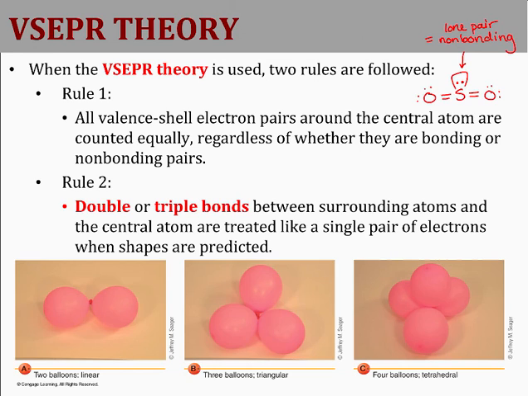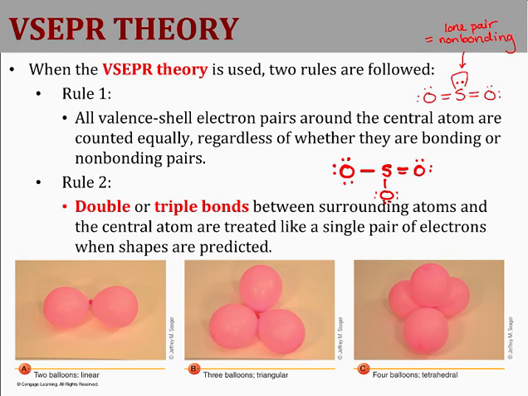And then in rule 2, double or triple bonds between surrounding atoms and the central atom are treated like a single pair of electrons when shapes are predicted. So when we were looking at SO3, we had a double bond and then two single bonds. But we're going to treat all of those bonds equally. So the double bond does not get special treatment. It's going to be treated as if it's just one group.